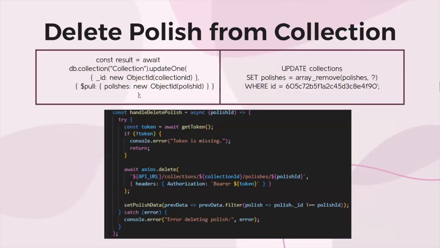And here's the code for MongoDB and the equivalent query. When you delete, the database takes the ID of the polish and removes it from the array. So here's the code. It's just a function called handle delete polish, which takes the attribute polish ID and deletes it from the collection by the specified polish ID.